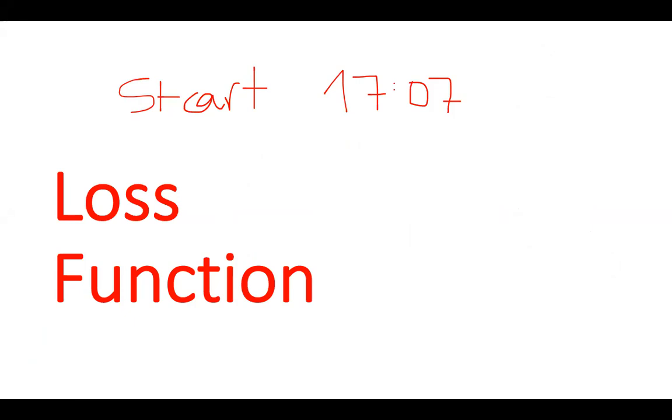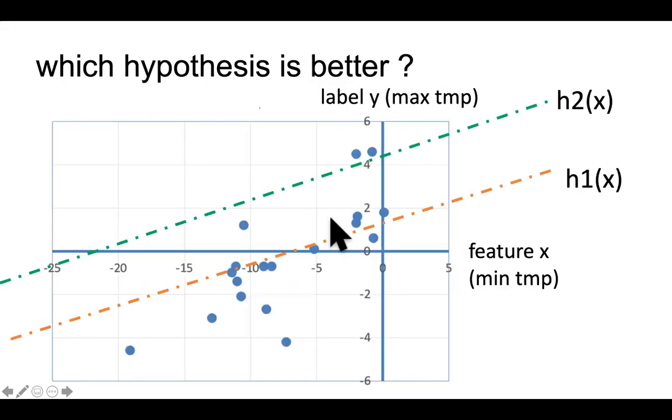Data and model. The first component, maybe the most important component, is data. Data are collections of data points. The second component is a model. A model consists of many different hypotheses for how the features are related to the label value. And when we have several different hypotheses, so let's say we have two different hypotheses here, the green dash dotted curve and the orange dash dotted curve.